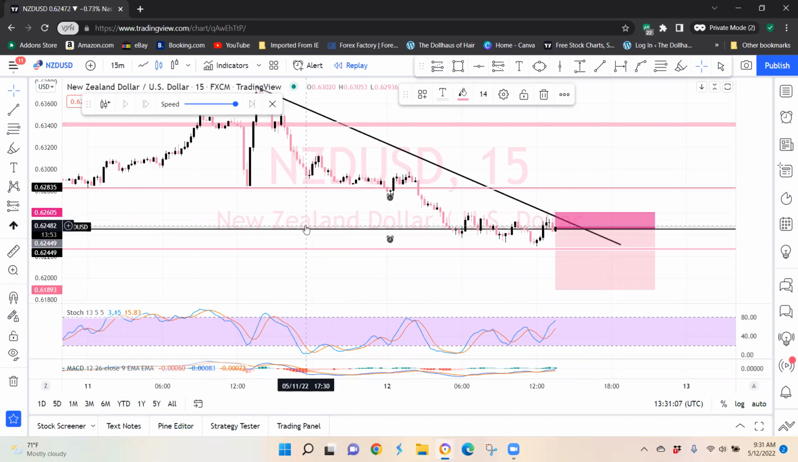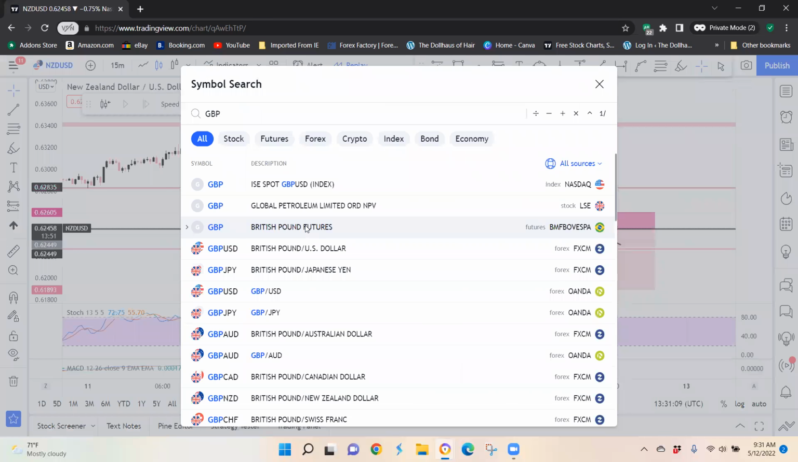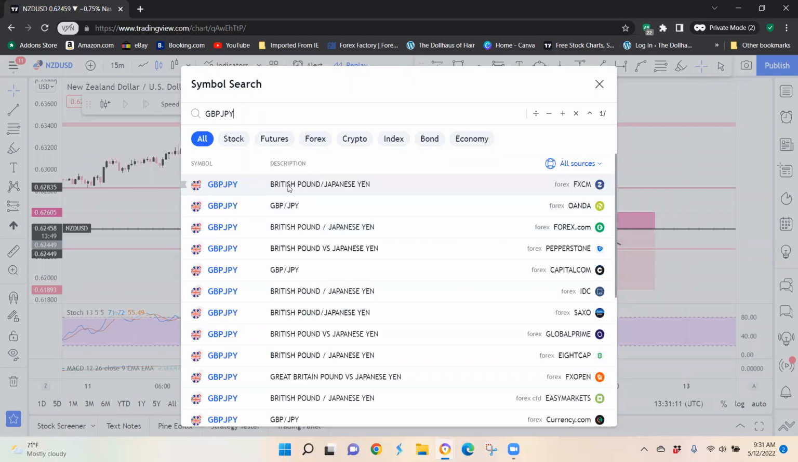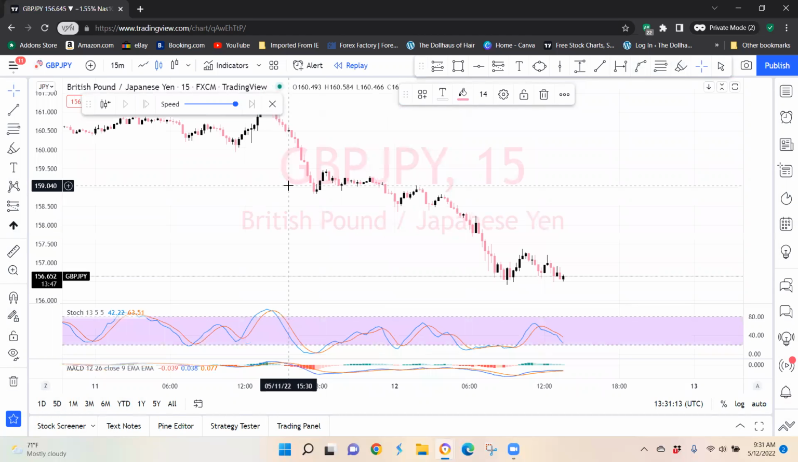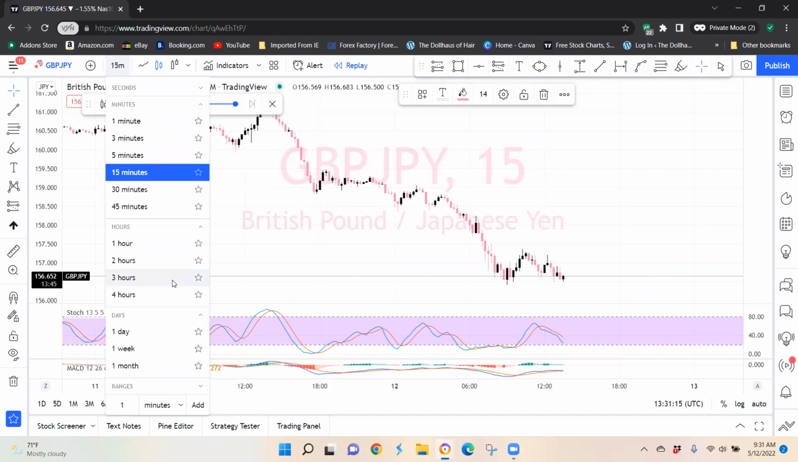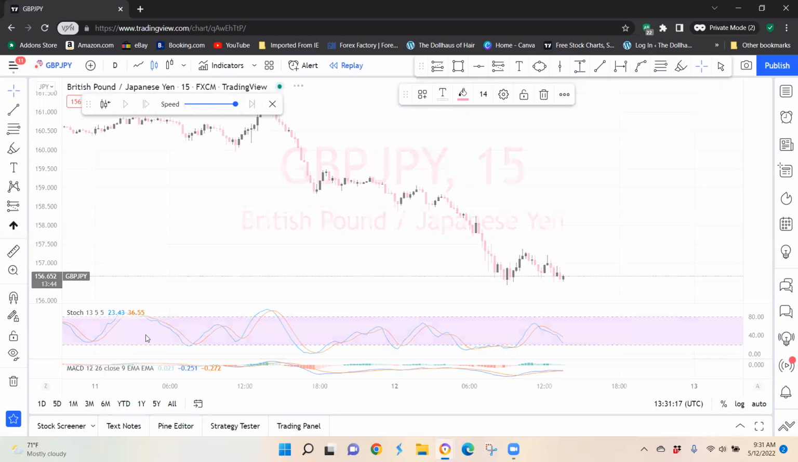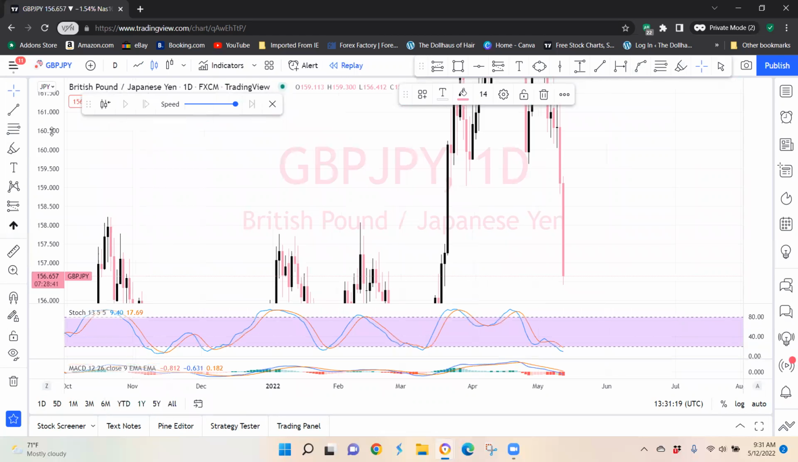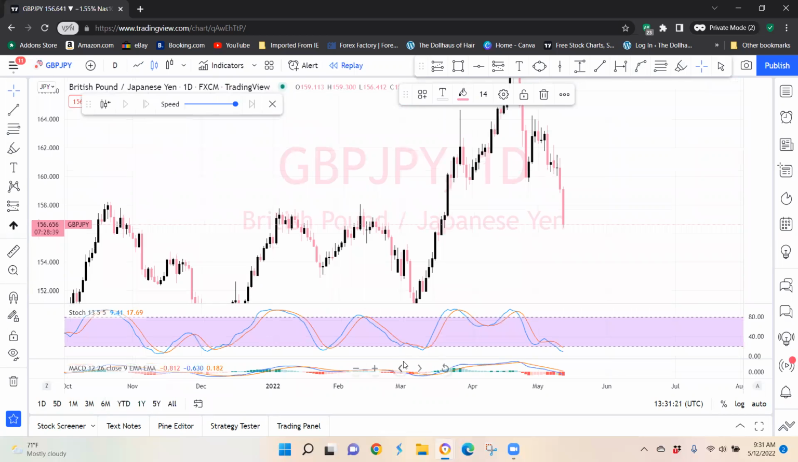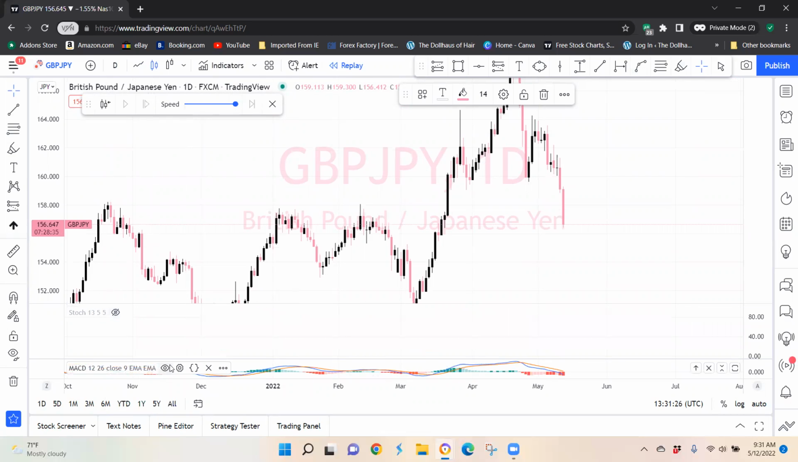All right, so let's go back to GBP/JPY, because I don't think it's ready to get in that trade yet. So let's go back to the day chart. And I am going to hide these.